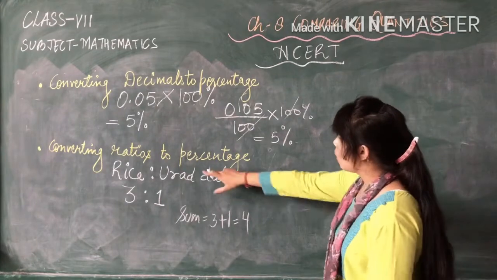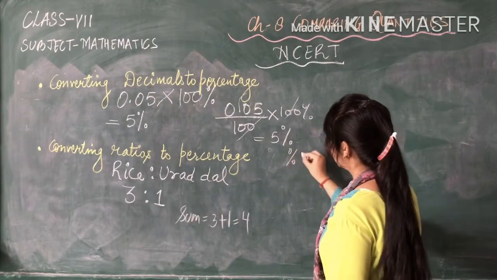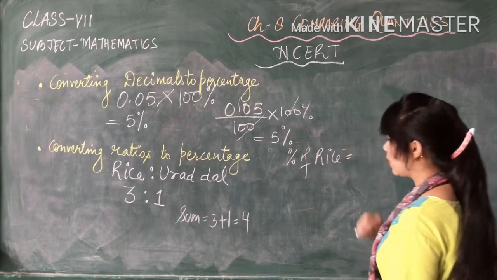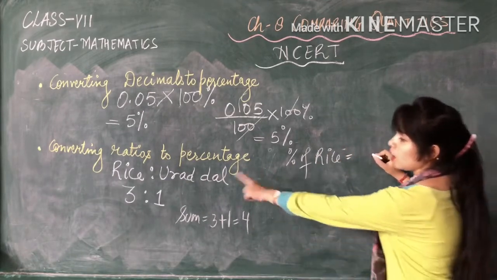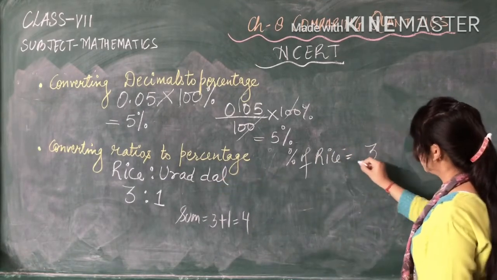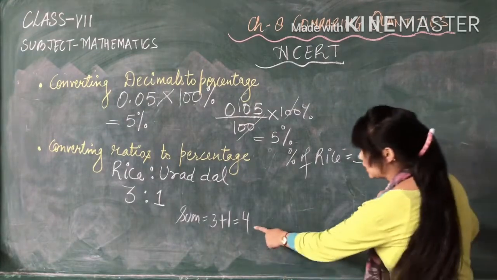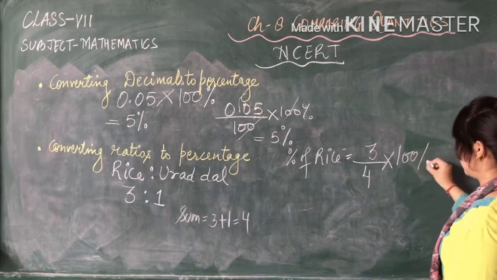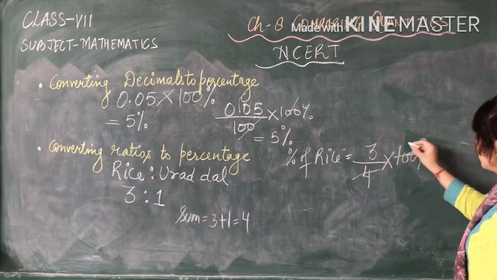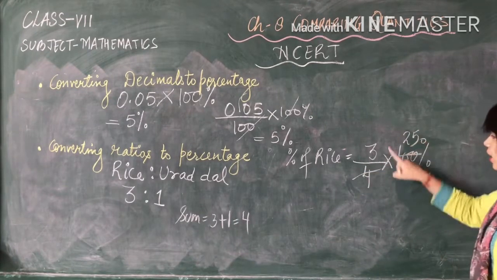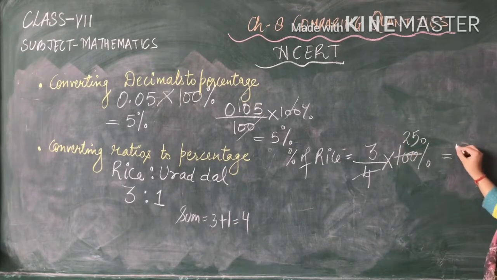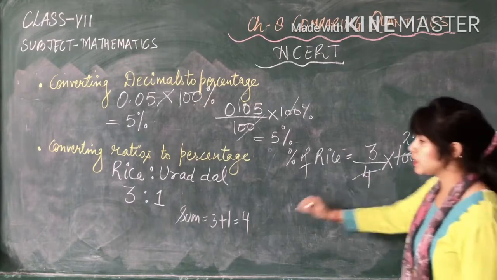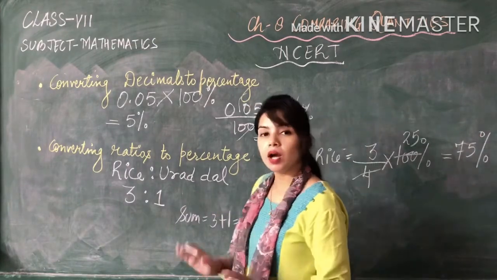Now, what is the percentage of rice? To find the percentage of rice, we will write the ratio of rice, that is 3, upon total, that is 4, multiplied by 100%. 4 25s are 100. 3 into 25 is 75%. That means there is 75% rice in that mixture.